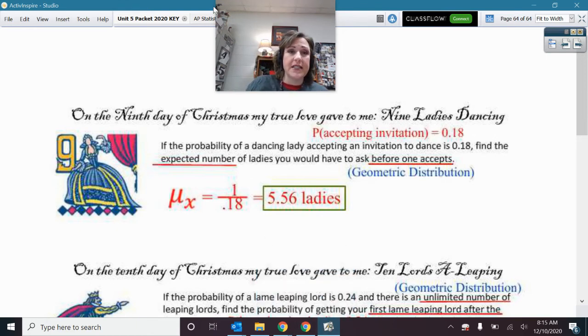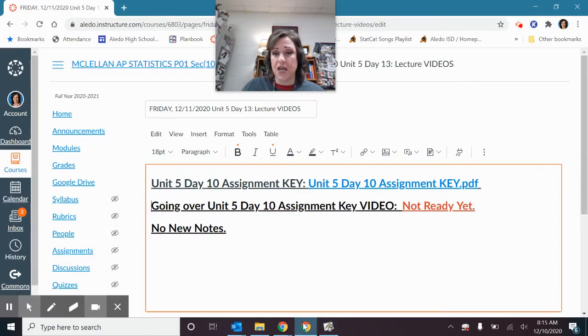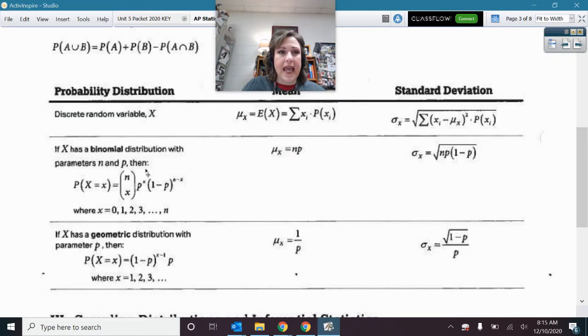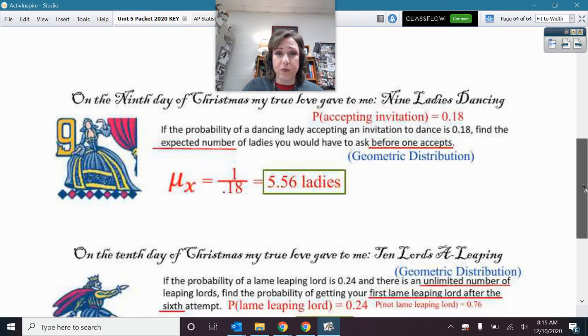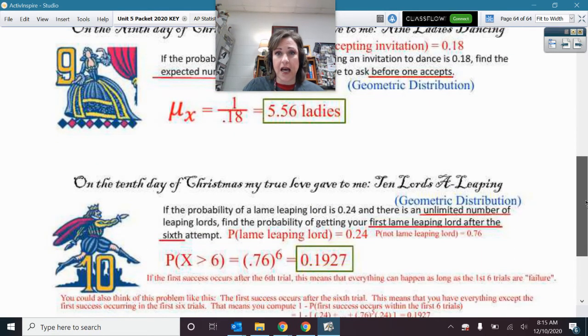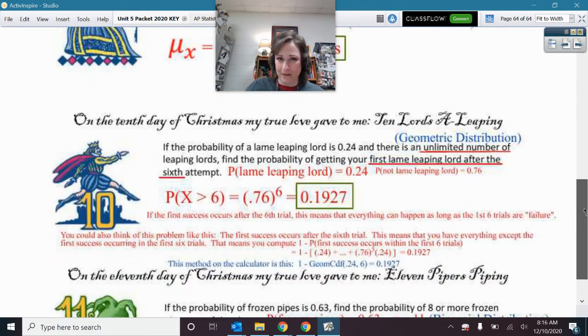Expected number is the mean. Geometric is 1 over p, binomial is n times p. So there we have that. And so that's 1 over 0.18, 5.56 ladies. You expect to ask that many ladies on average before you get one who accepts your invitation.